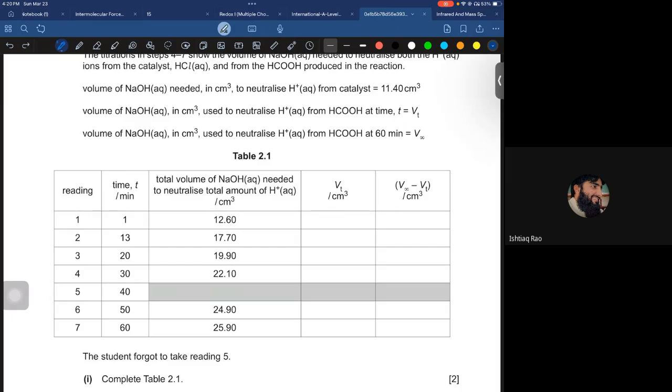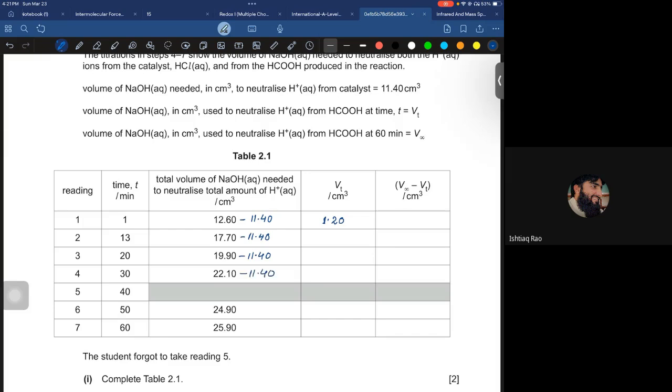I need Vt. Vt is what? It's purely the volume of NaOH that is needed to neutralize methanoic acid. So what am I supposed to do? If you subtract this by this, you will get this, of course. Right? So look, 12.60 minus 11.40 would give you 1.20. Same goes with this. What's the answer?